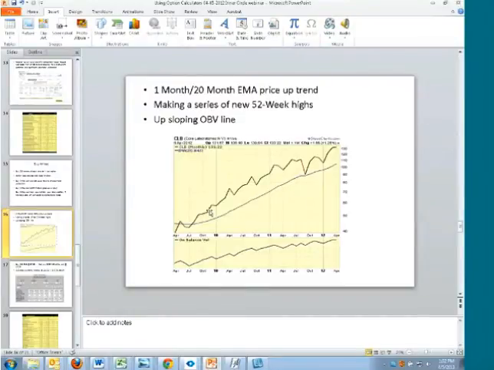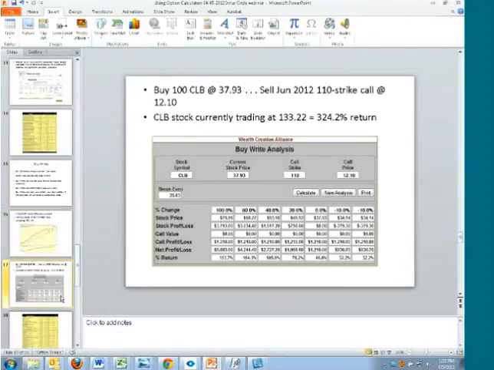This is the 1 month price here, and this is the 20-month EMA. So we can see the 1 month price is above the 20-month EMA, so it's on a buy signal according to the major trend system. We can see it's making a series of new 52-week highs, and we have an upsloping on-balance volume line. So we went ahead and we bought Core Lab stock, and then at a later date, we sold a call option to provide downside protection for this stock purchase.